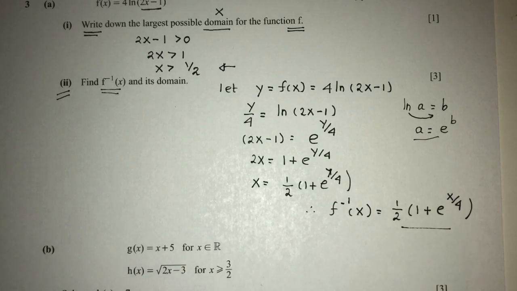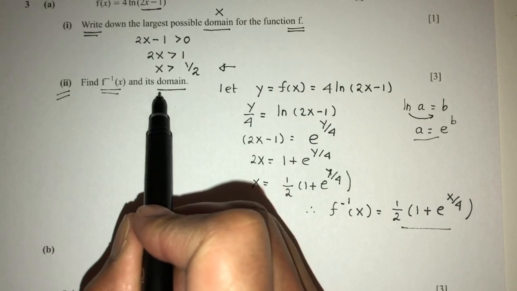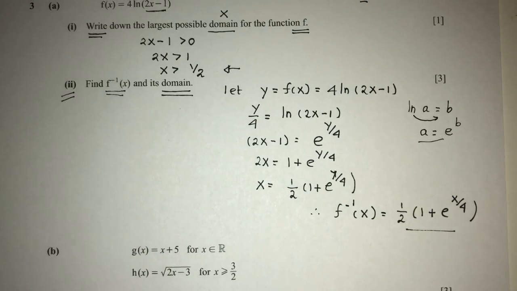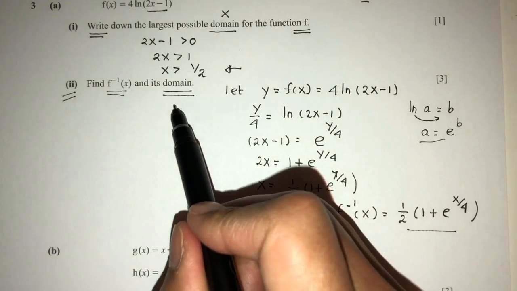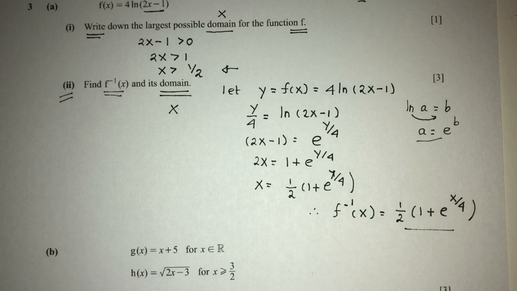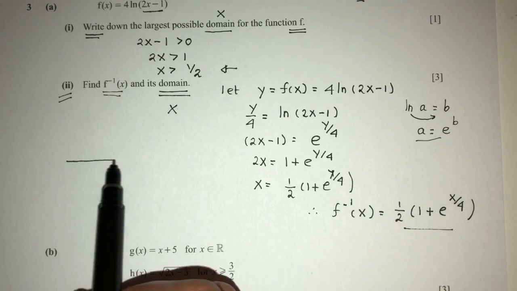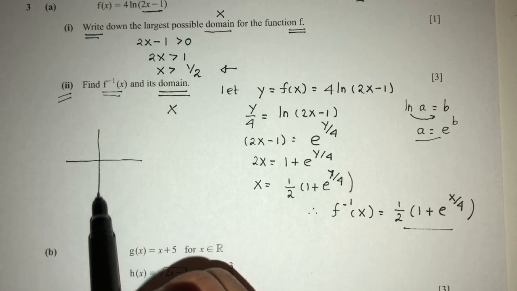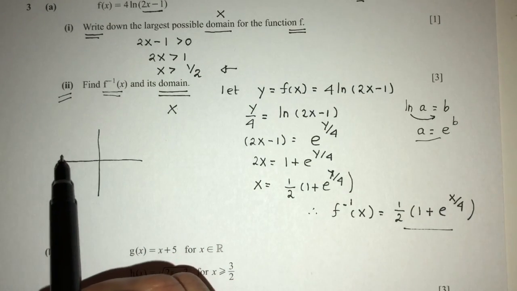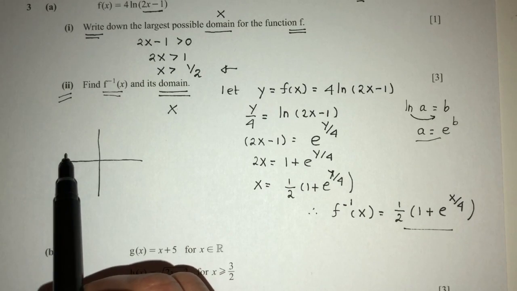Now again, it is asking you for the domain. Domain means the x values that the function can take. So what x values can we take? Well, there are many ways to actually find that. One of the ways is we can draw the graph of this function. If you observe, it will look something like this. Exponential graphs always have this kind of shape.